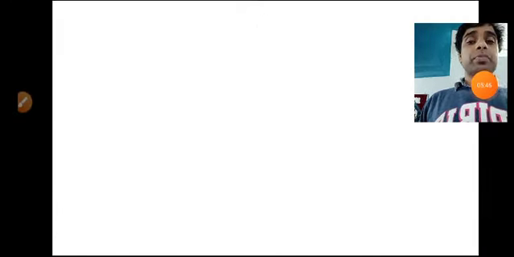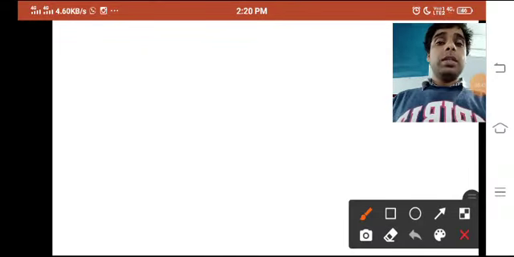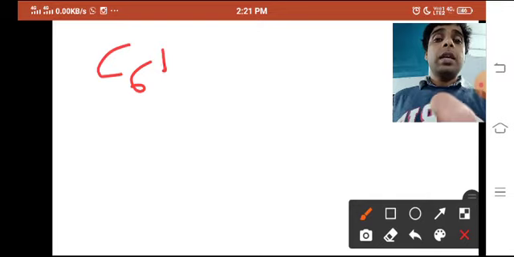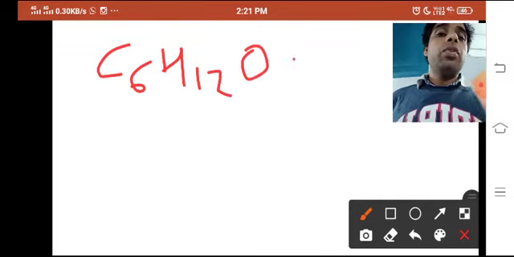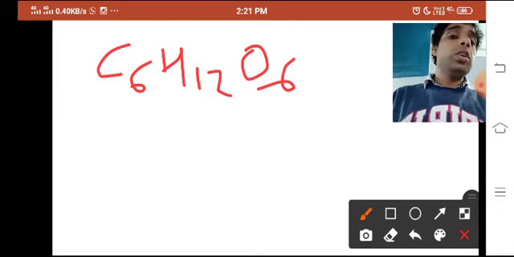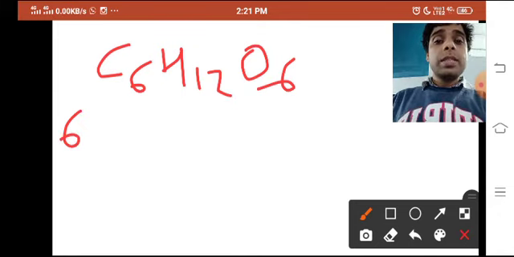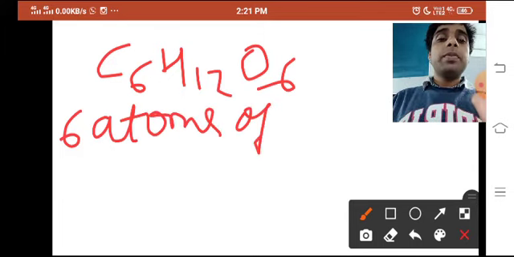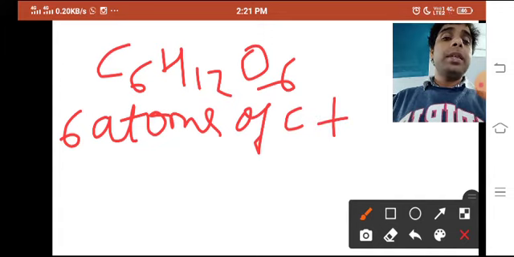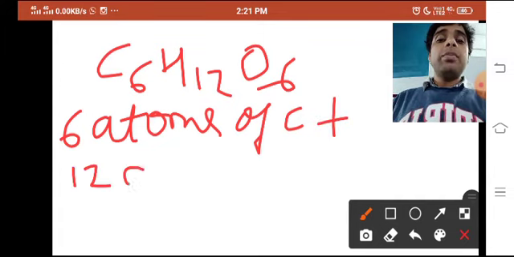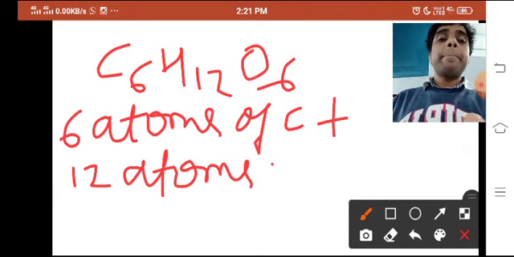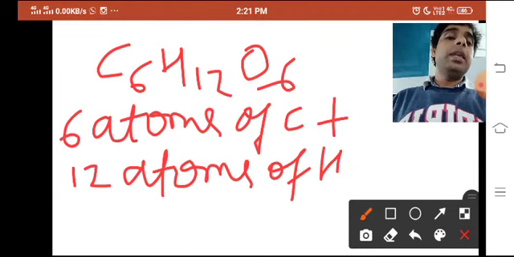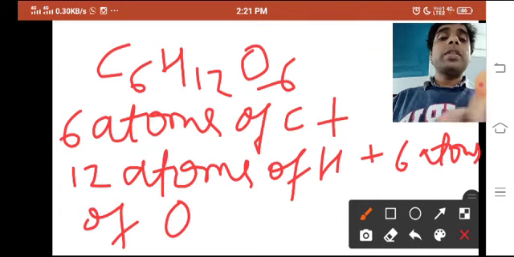Here you can see, if I have C6H12O6, how can we calculate the molecular mass of this one? So you know, 6 atoms of carbon, C I have written, plus 12 atoms of H I have written, plus 6 atoms of oxygen I have written.